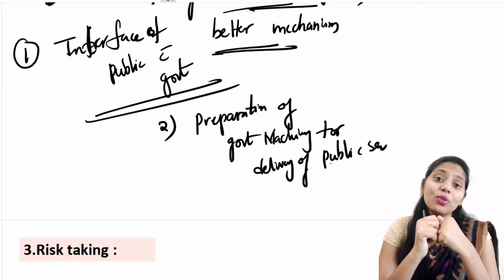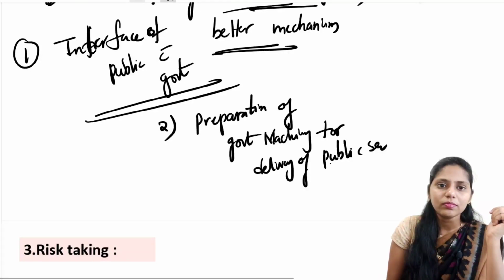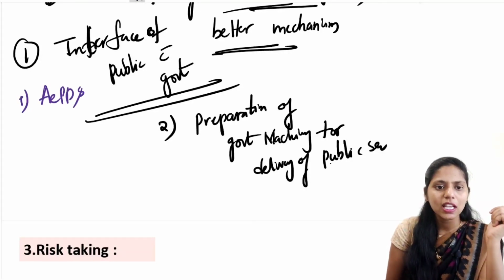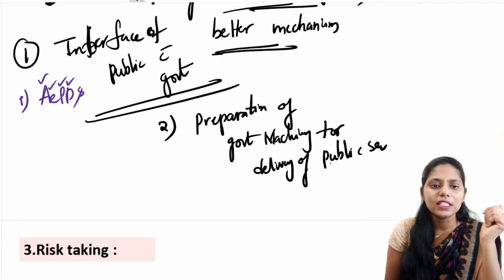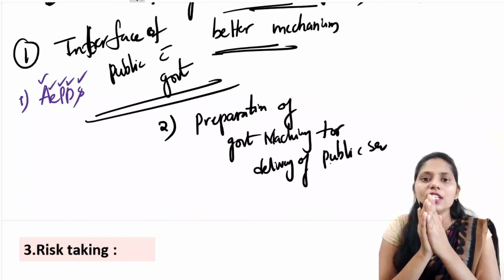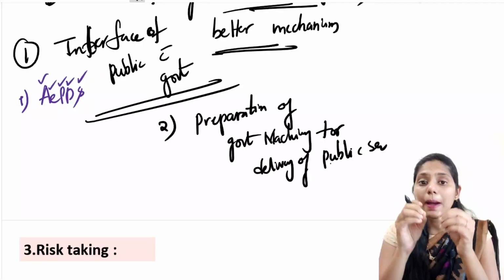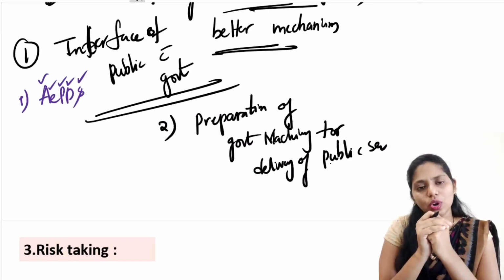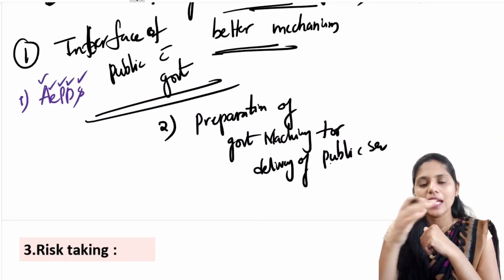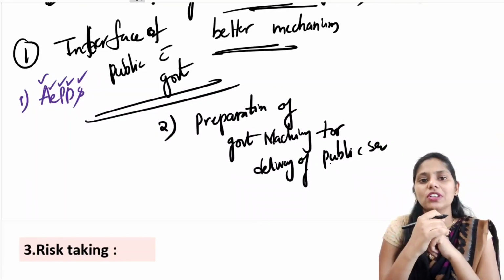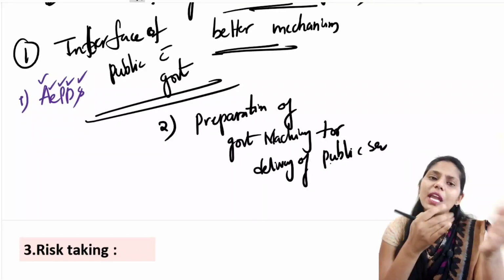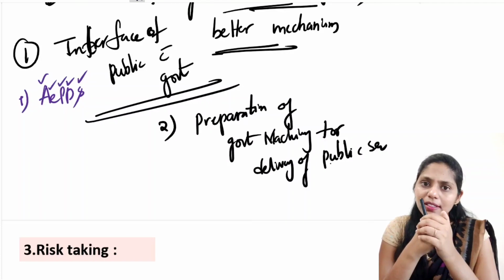And now I am going to give you some examples. The first example here is AePDS, that is, Aadhaar enabled public distribution system. As you all know, the public distribution system has a lot of loopholes, or leakages we can say. There are a number of ghost beneficiaries enrolled in the PDS system. Because of this, we came up with the Aadhaar enabled PDS system.